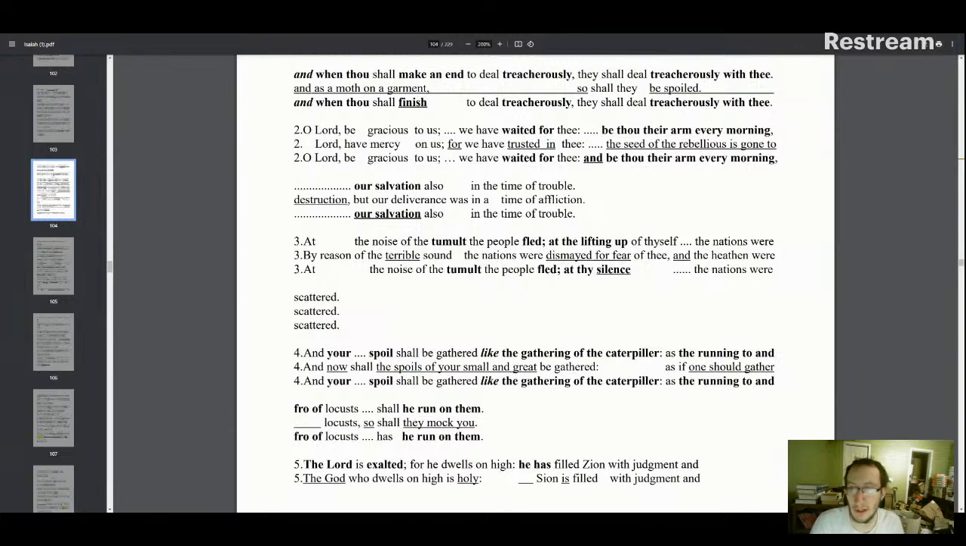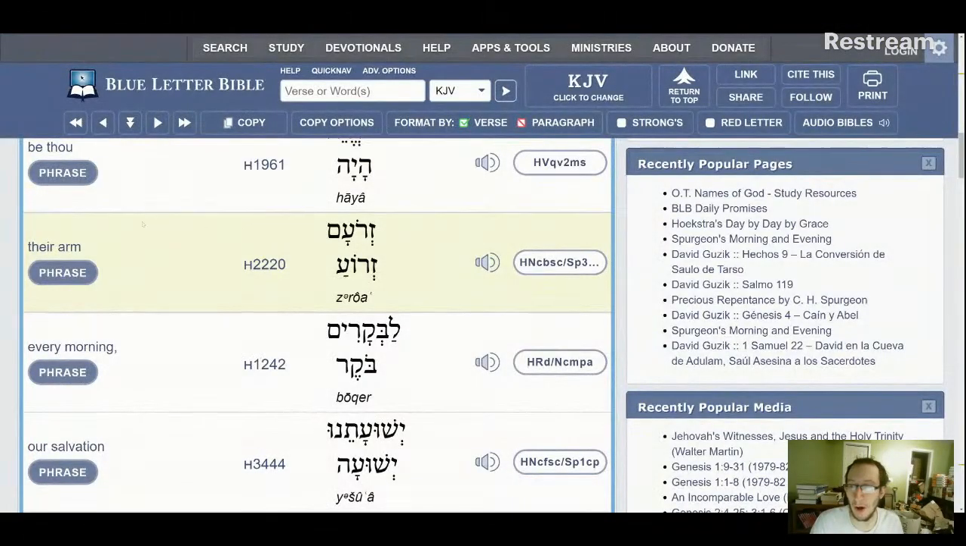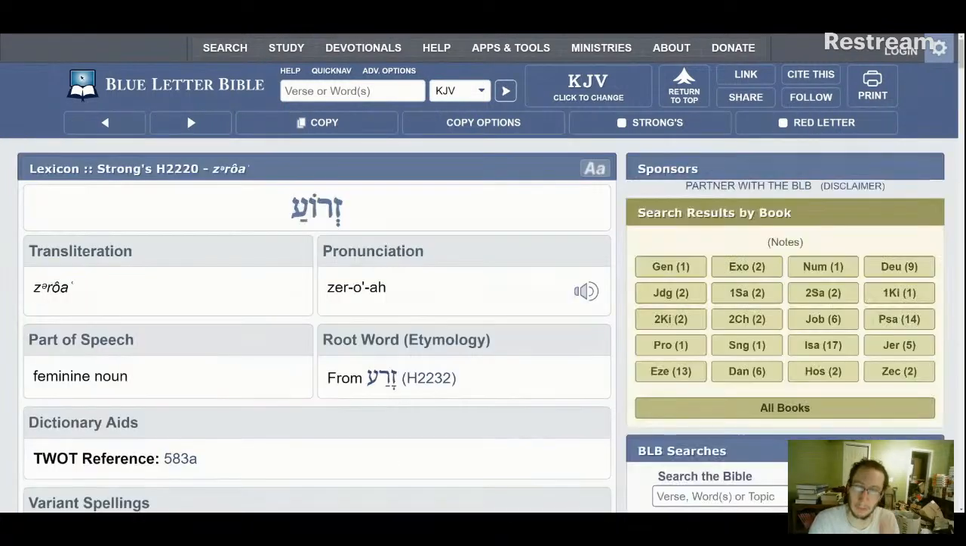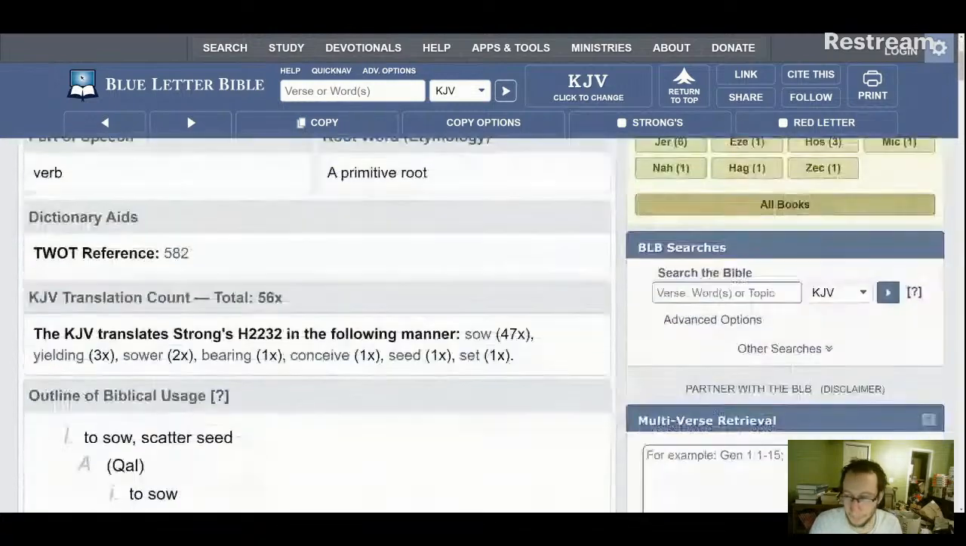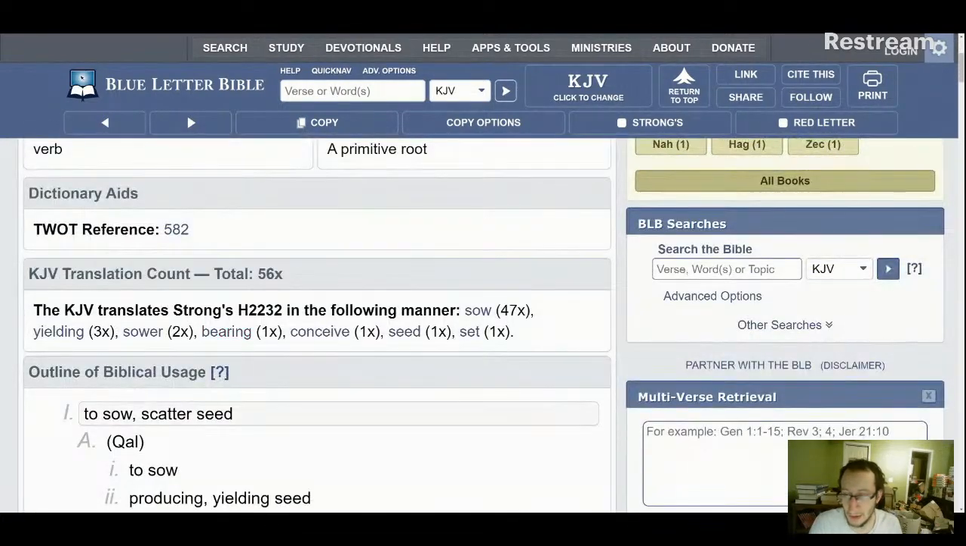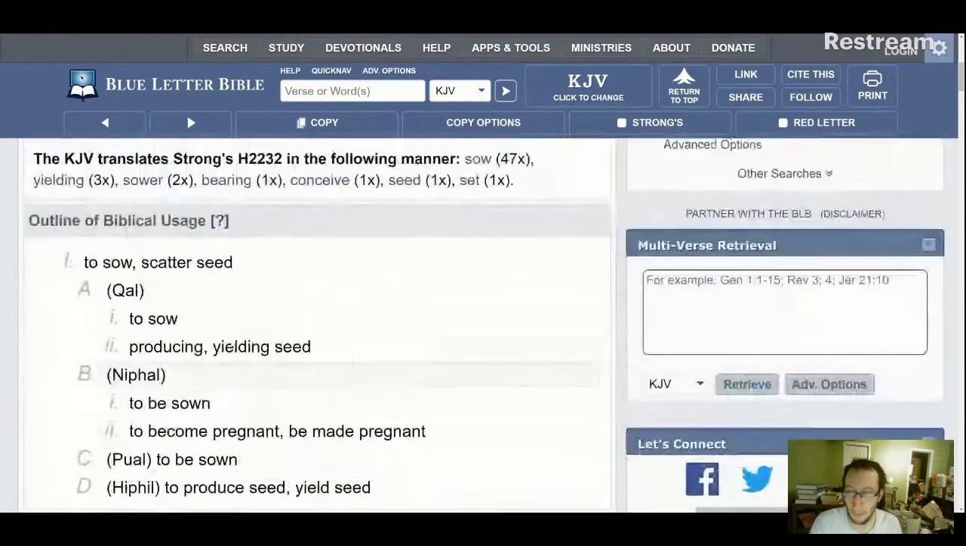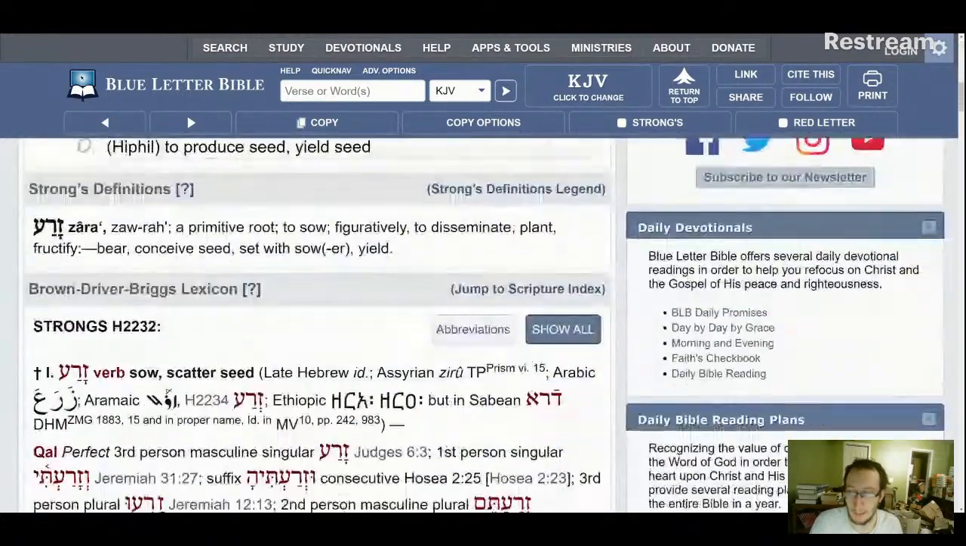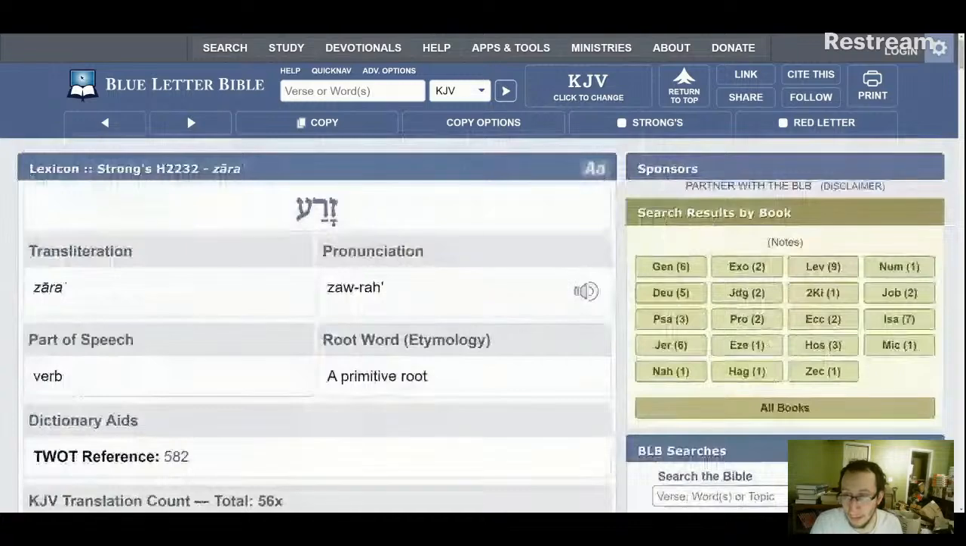Let me share the screen so you guys can see the word for arm. So right here, arm. If we click this, we have a Zayin, a Resh, and an Ayin. So it comes from the root right here, and the meaning is to sow or scatter seed. And so it can mean seed, literally just seed, but it can also mean an arm, as we just saw.